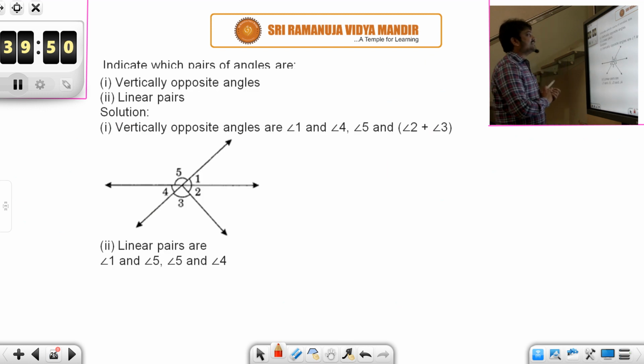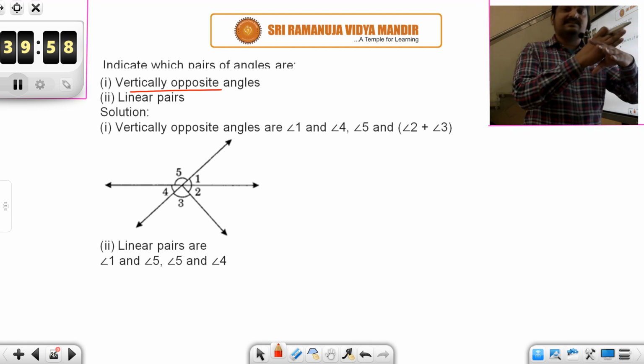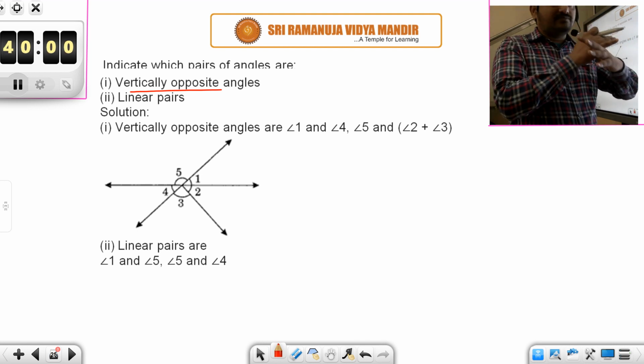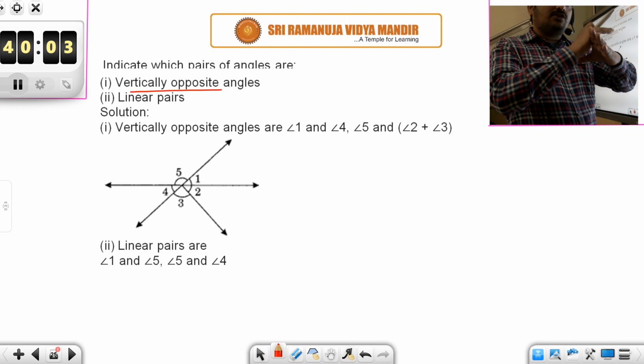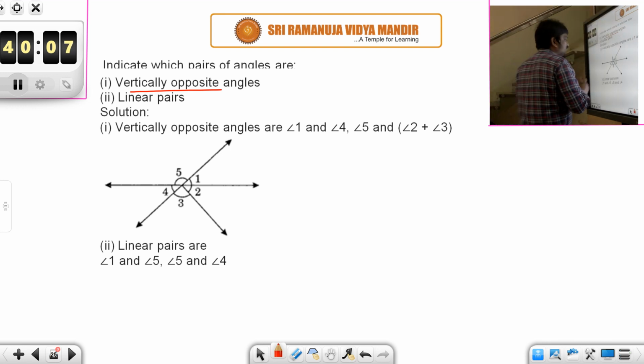Now indicate which pair of angles are vertically opposite angles. Again, same question. Vertically opposite angles means whenever you see two lines intersecting, four angles will be formed, right? The angles which are not adjacent, which are opposite to each other, we call vertically opposite angles. So if you look at this here, this is a line and this is another line. So here what are the vertically opposite angles? Clearly you could see that 1 and 4.